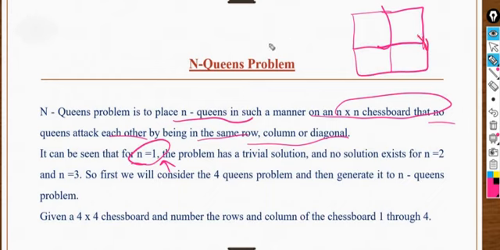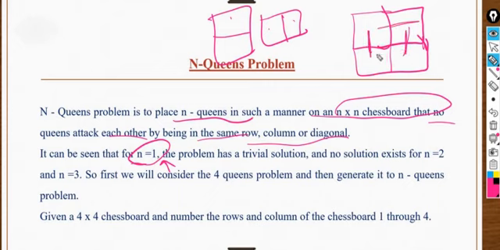Why is it so? It's not possible for 2, like this or like this, because two queens should not be in the same row or in the same column. Here also there is a problem. Two queens cannot be in the same row, cannot be in the same column. So n equals 2, 2 by 2 is also not possible. Same for n equals 3, a 3 by 3 chessboard is also not possible at all, because there will be the diagonal concept also. And what is the rule here? The queens must not attack each other by being in the same row, same column, or same diagonal, right?